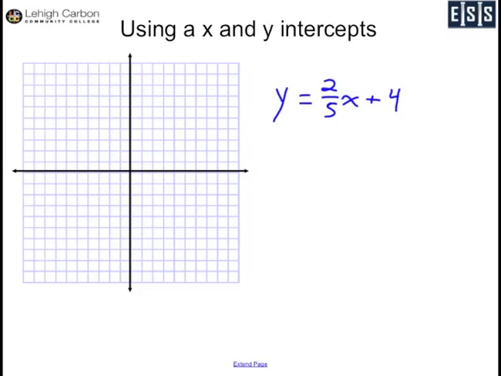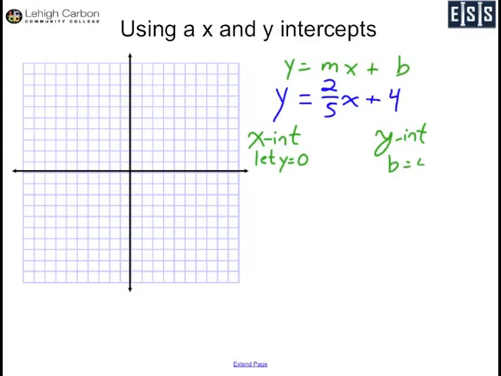Now we have y equals 2/5 x plus 4. This one's even a little easier. We're in slope-intercept form. So if I want to find my x-intercept, I let y be 0. For my y-intercept, since this is in slope-intercept form, my b is 4, so my y-intercept is (0, 4). You could find this by letting x equal 0 and solving, but you don't have to, it's already right there. So that was (0, 4).